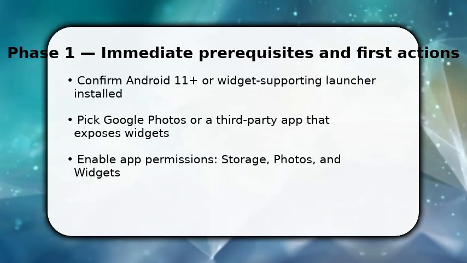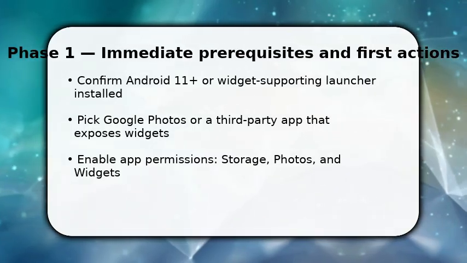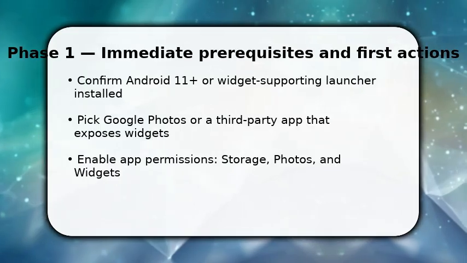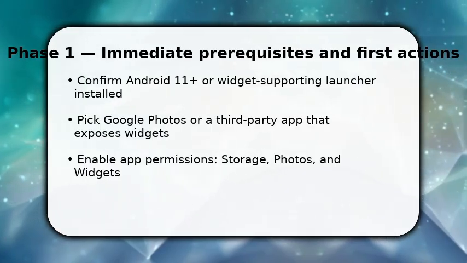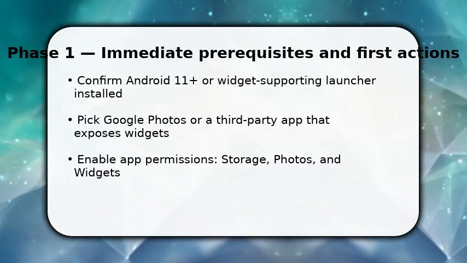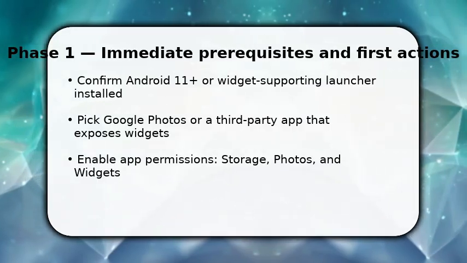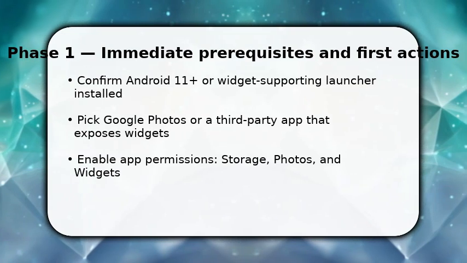Do not add shortcuts yet. Locate the Photo app's widget entry. Google Photos lists a Frames widget, while third-party apps may show custom tiles. Tap and hold the widget to start placement. This begins the only supported path to a true photo widget.